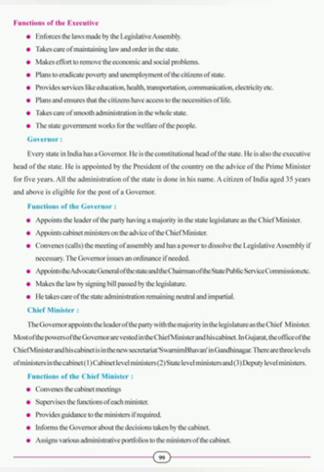Functions of the governor: appoints the leader of the party having a majority in the state legislature as the chief minister, appoints cabinet ministers on the advice of the chief minister, convenes, calls the meeting of the assembly and has the power to dissolve the legislative assembly if necessary. The governor issues an ordinance if needed, appoints the Advocate General of the state and the chairman of the State Public Service Commission, etc. Makes the law by signing the bill passed by the legislature.